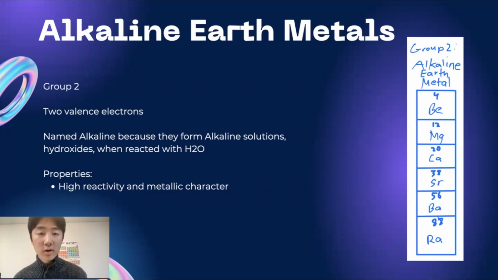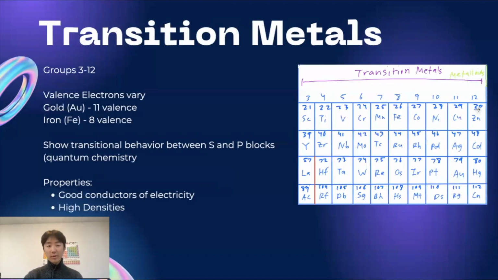And the properties for alkaline earth metals: high reactivity, as the alkali metals have, and also metallic character, because it's more likely for them to lose electrons to become the most stable, right?